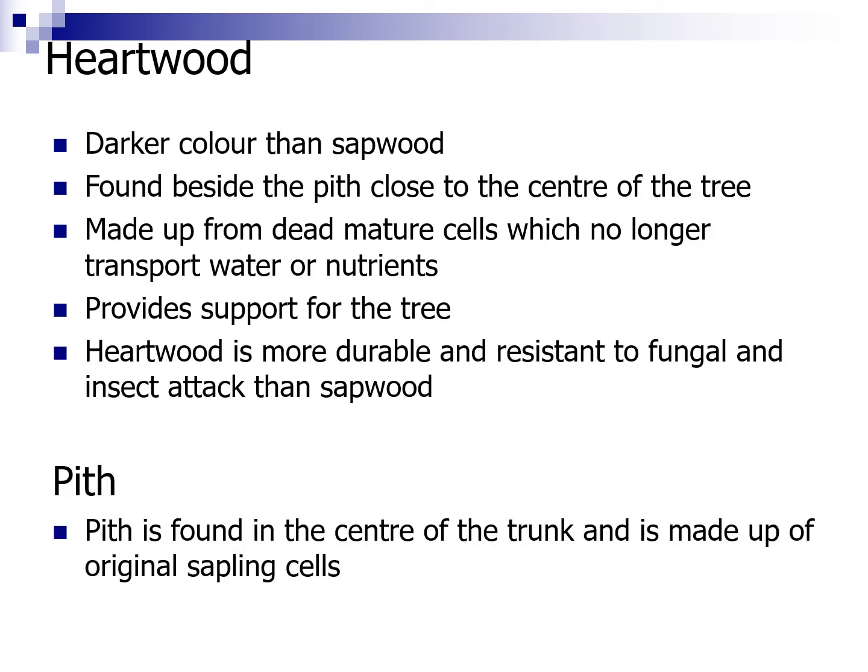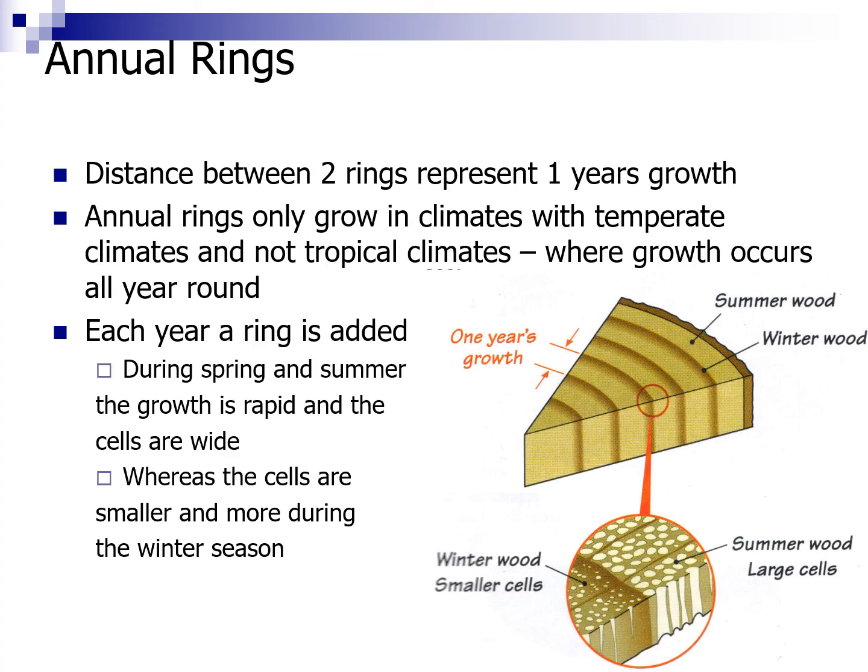Okay, so the darker coloured wood is the heartwood. The pith is like the spine. The annual rings, that will be one summer's growth, the lighter area, and the winter's growth will be the darker area. So one full year's growth is going from the start of one light area to the end of one dark area.